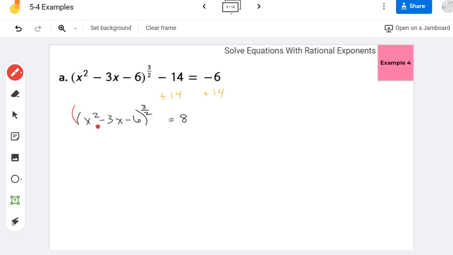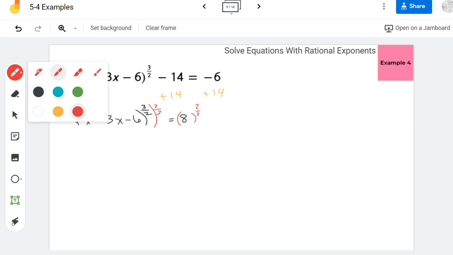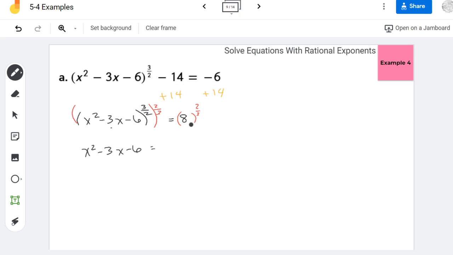So now to get rid of that 3 halves, I'm going to raise each side to the 2/3. So my left-hand side, these fractions cancel out, right? So I get x squared minus 3x minus 6. And on the right-hand side, the cube root of 8 is 2. And if I square that, I get 4. So I have a square term, I have a linear term. You guys know I need that set equal to 0 so that I can solve my quadratic. So I get x squared minus 3x minus 10 is equal to 0, which is factorable.